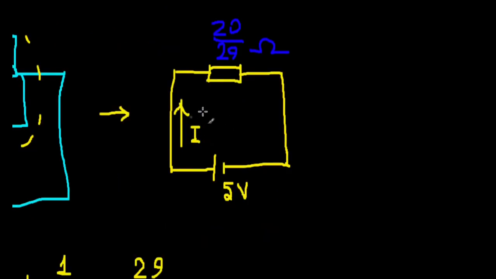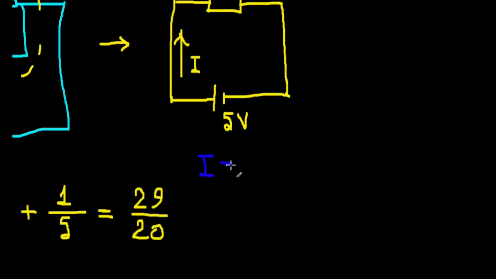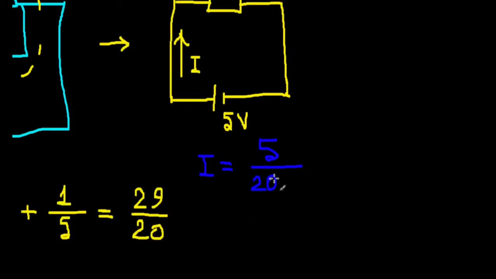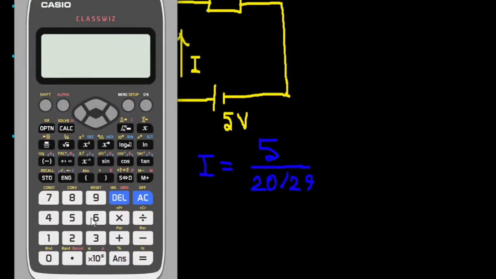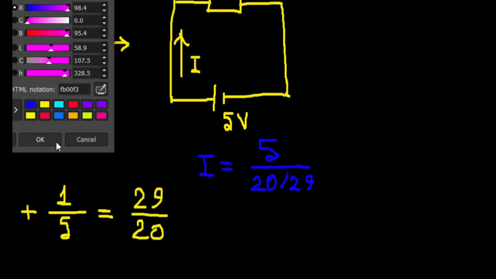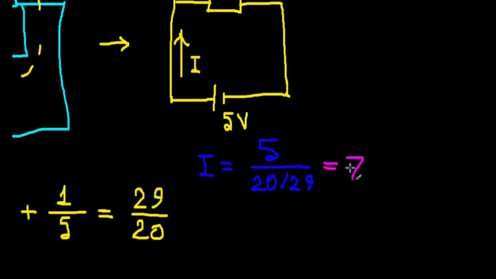So the current is simply given by Ohm's law. The voltage across this is the same as the battery's, so 5 volts. So the current is going to be 5 V by R, so 5 by 20 over 29, which is 29 by 4, or in decimals that's 7.25 amperes.